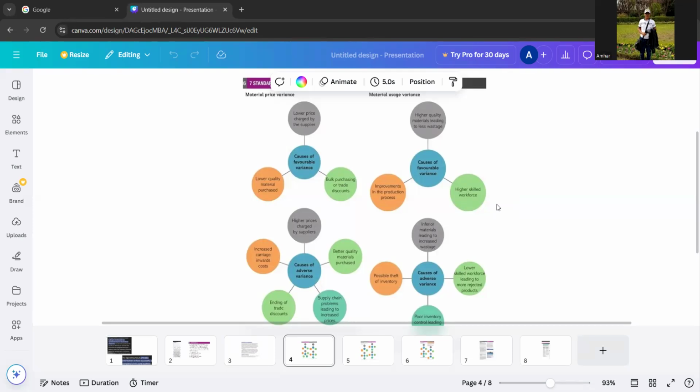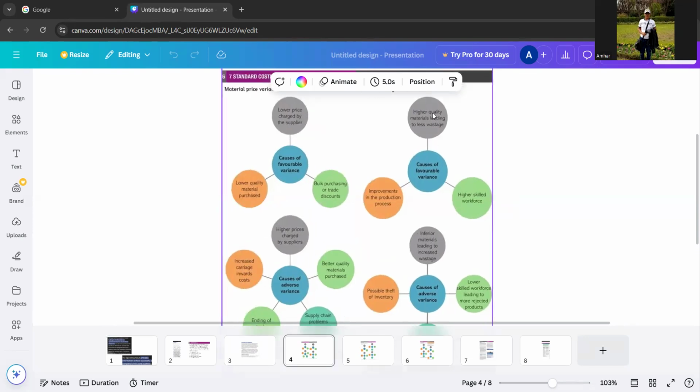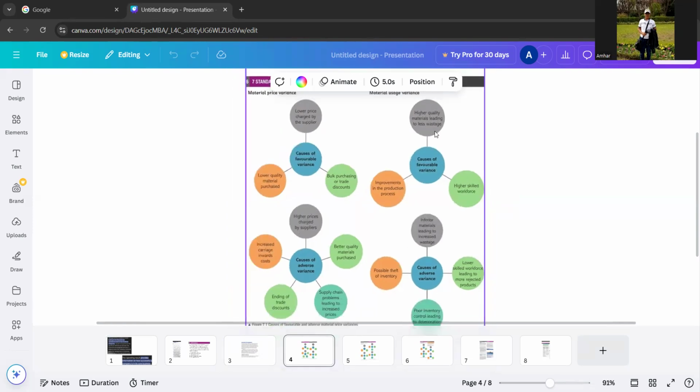Okay, now we'll continue. Look at material usage variance. When the variance is a favorable one, when you get a positive value, then it's favorable. So we'll see what has caused a variance to be favorable.